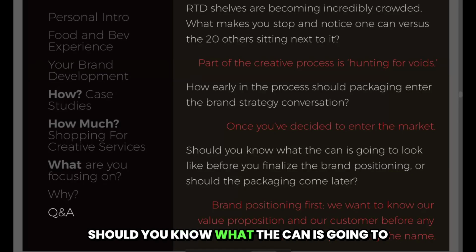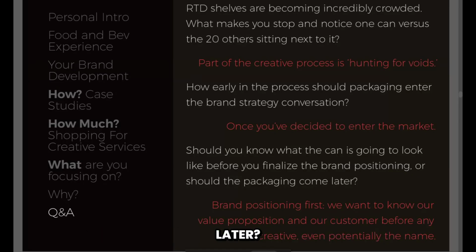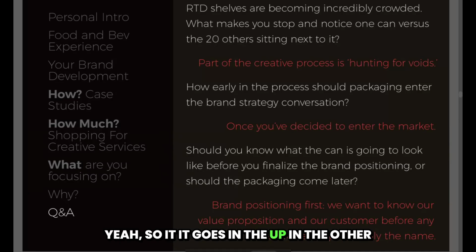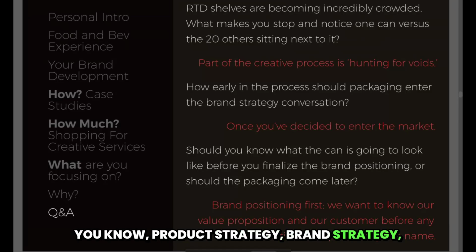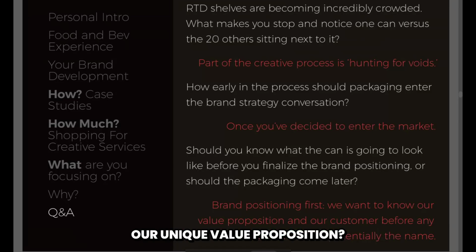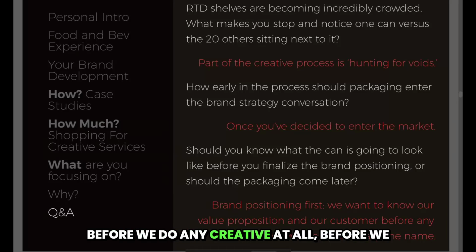Next question. Should you know what the can is going to look like before you finalize the brand positioning, or should the packaging come later? So it goes in the other order. Brand positioning is first. You can put that next to product strategy, brand strategy, what is the story that we're telling about our unique value proposition? We want to have identified that and the customer that we're trying to sell it to before we do any creative at all, before we ever put pen to paper to start sketching a logo, potentially even before we have a name.